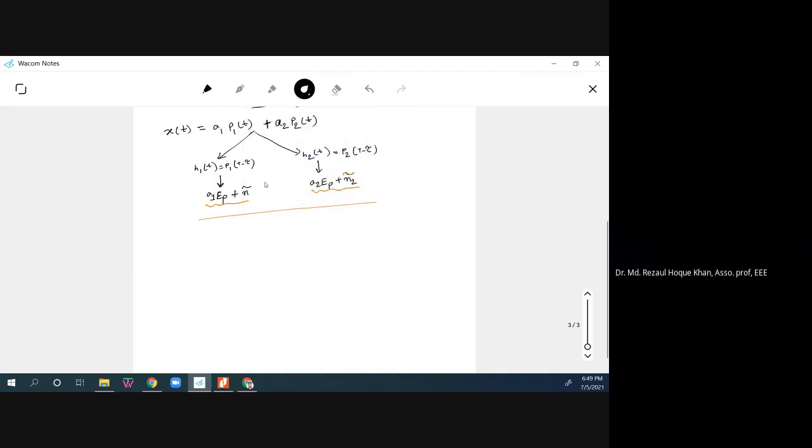Eventually, it will end up. So matched filter: this signal x(t) will be matched filtered with respect to what? h1(t), which is actually p1(T minus t). What will happen? A signal goes to, for example, this is the x(t) signal.